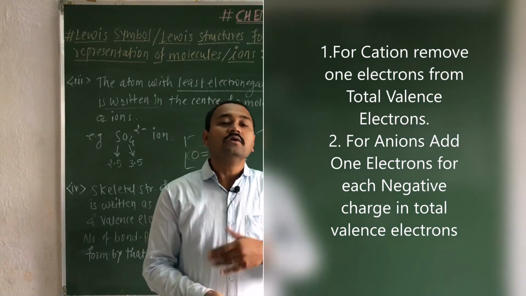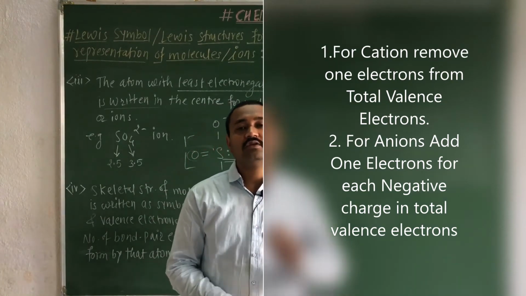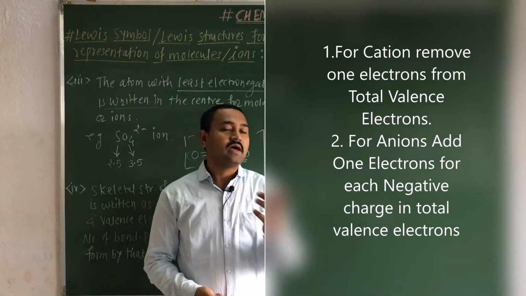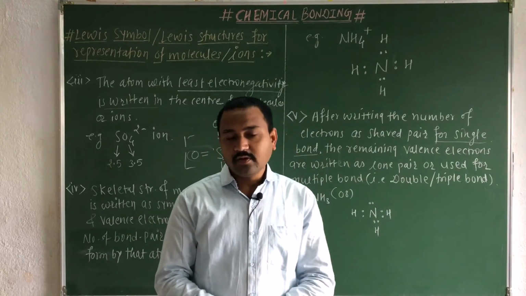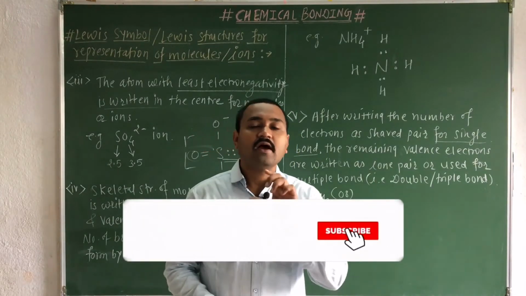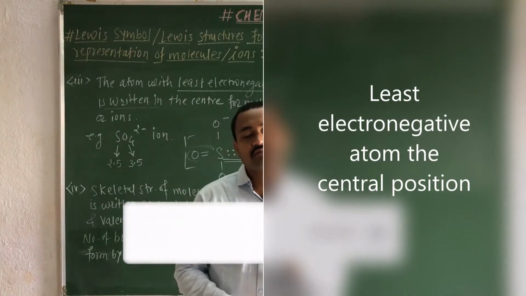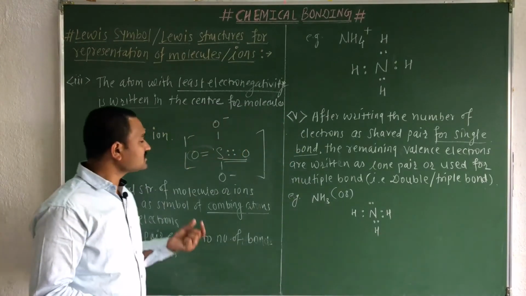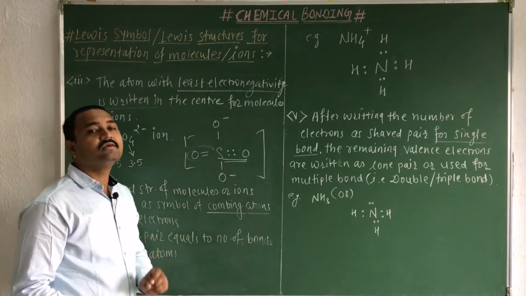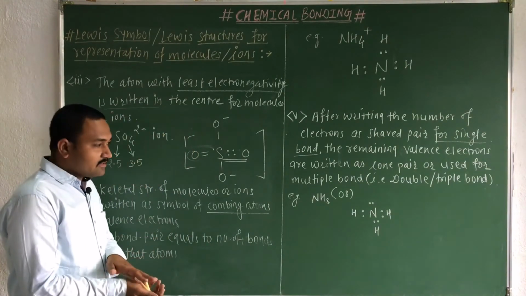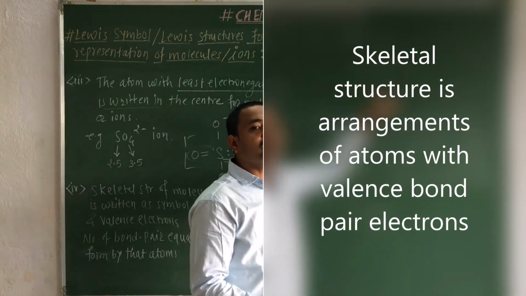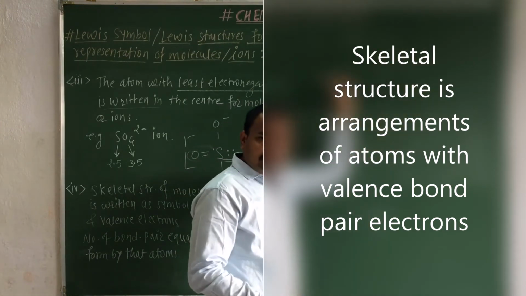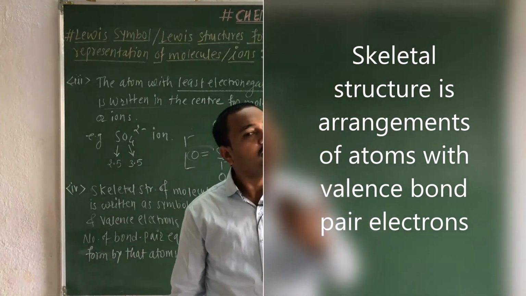Now in the anion, exactly opposite, the anion will have a negative charge, and we are going to add 1 electron to our total valence electrons. So that is a very simple point. In the third point, we have seen that the atom with the least electronegativity is written at the center of the molecule. Now in the fourth point we have considered the skeletal structure. In that skeletal structure, we write the atom with the least electronegativity at the center, and then we consider the bonding pair for all the combining atoms.